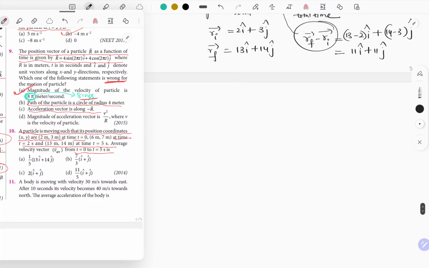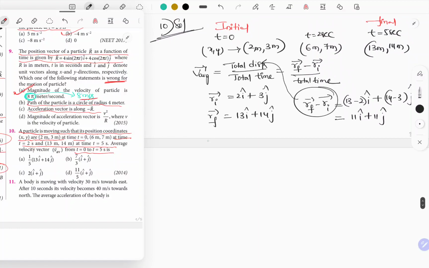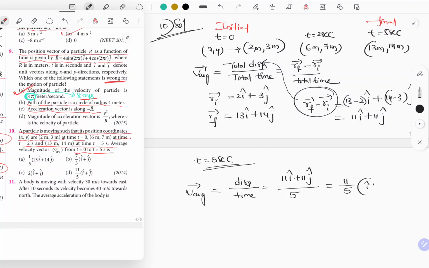Now they have given time also. What is the time? 0 to 5 seconds, in the sense t is equal to 5 seconds I have to consider. Average velocity vector is equal to total displacement by total time, which is equal to 11 i cap plus 11 j cap divided by the time taken, 5. If you take 11 common, 11 by 5 times i cap plus j cap is the answer.